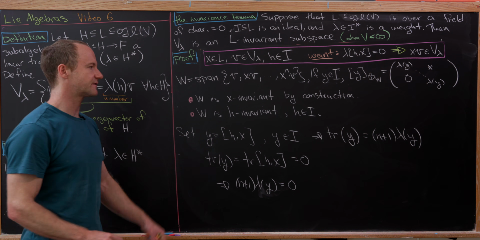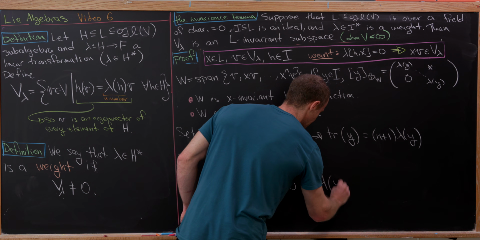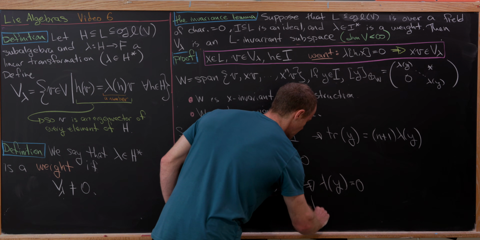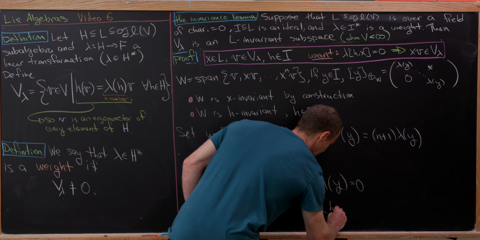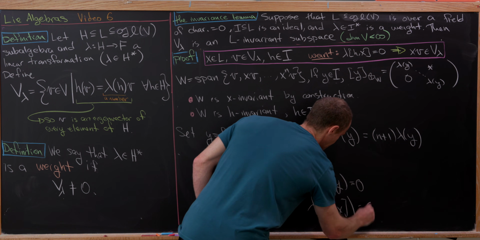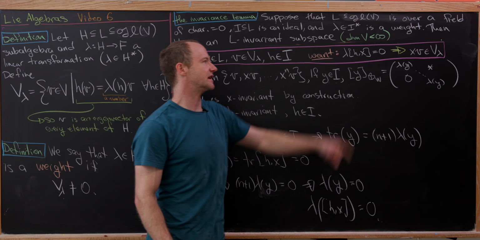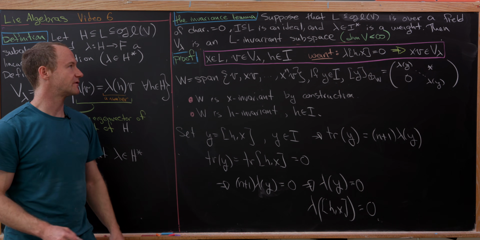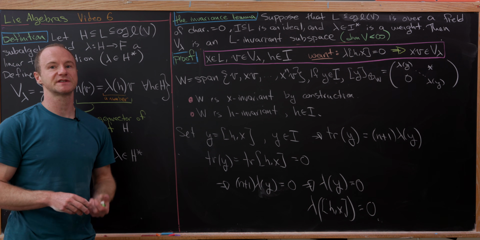But since we're in a field of characteristic 0, that tells us that lambda Y is equal to 0. But notice that Y was the bracket of H with X. So lambda applied to the bracket of H with X is equal to 0. But that was the last thing that we needed to prove to finish the proof that we do have an L invariant subspace. Okay, now I'm going to leave you with some exercises.